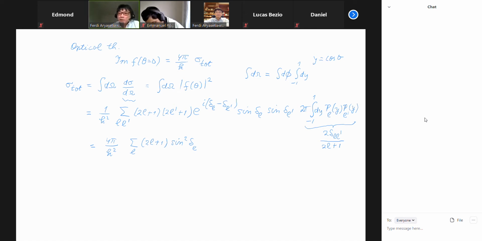So we want to check if this is equal to the imaginary part of f. Well, we just take the imaginary part of f for θ equal to 0. So that is equal to 1 upon k, sum over L of (2L+1), and now we take the imaginary part of e^{iδ_L} sin δ_L and P_L at θ equal to 0. That corresponds to 1 because cos 0 is equal to 1, and P_L(1) is just 1, so this is equal to sin² δ_L. So you see it's the same, apart from this factor of 4π upon k.